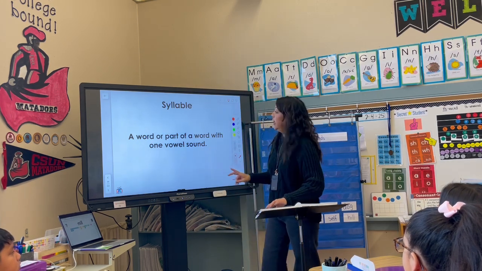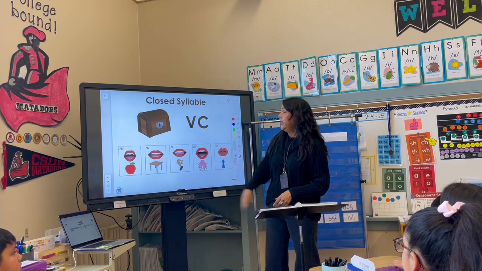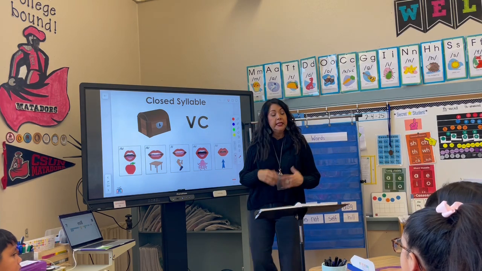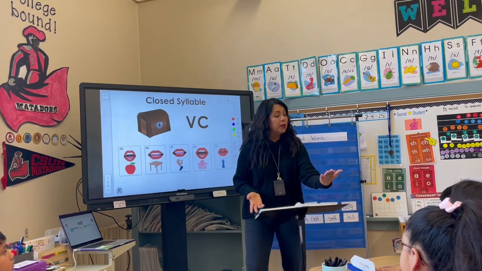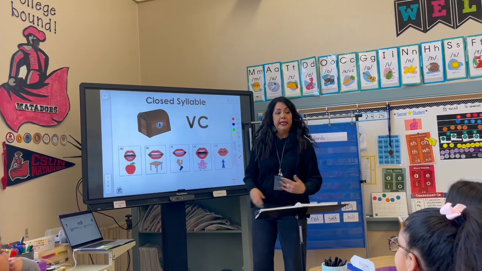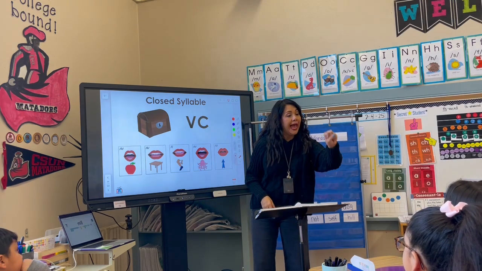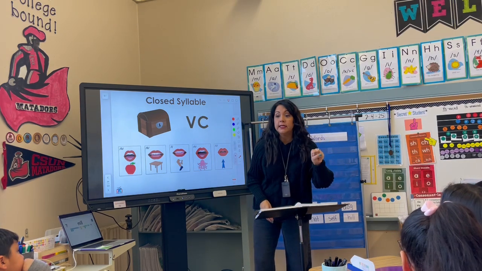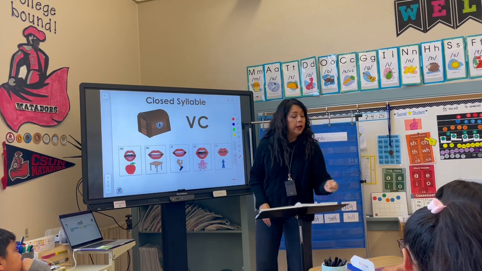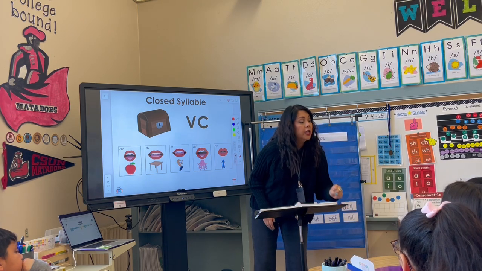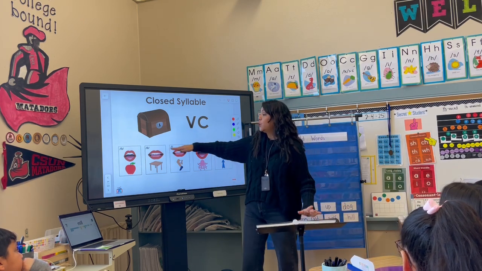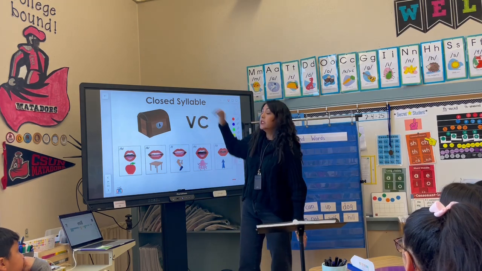Let's go ahead and take a look. We learned about vowel consonant. Let's think of the word cat. The vowel is a, the consonant is t. The vowel a is closed in by the consonant t, right? So we know, excuse me, can you listen? So we know that short vowels are closed syllable words.